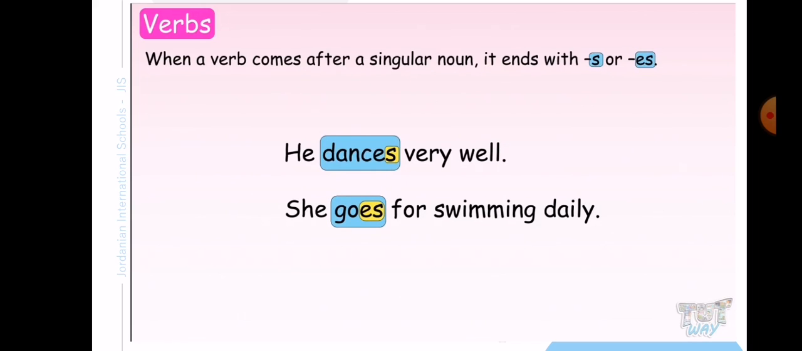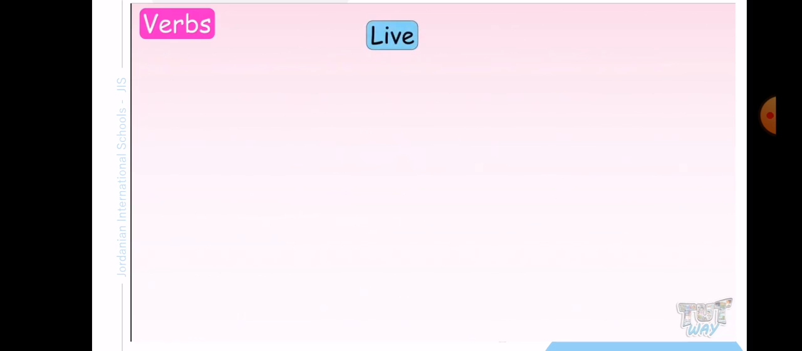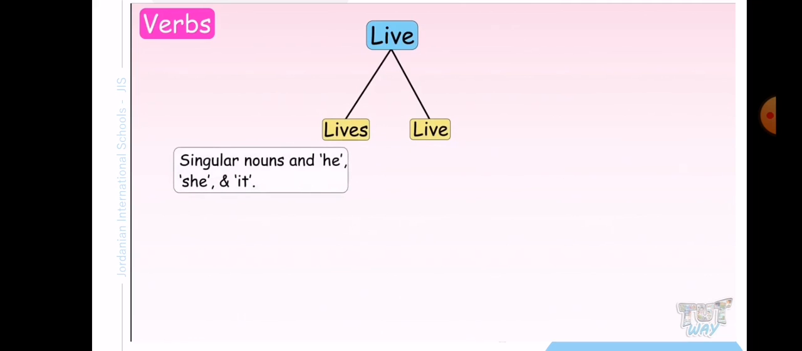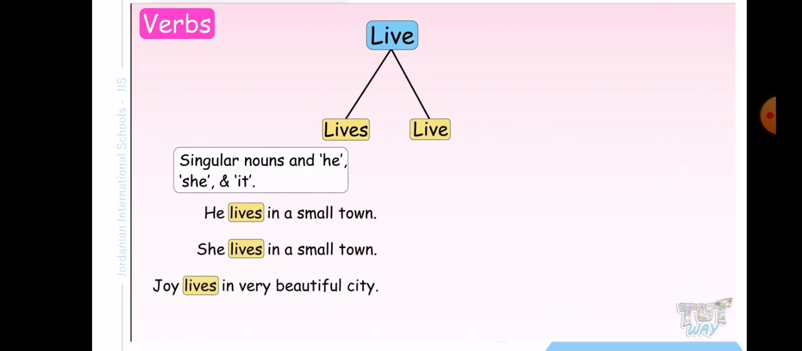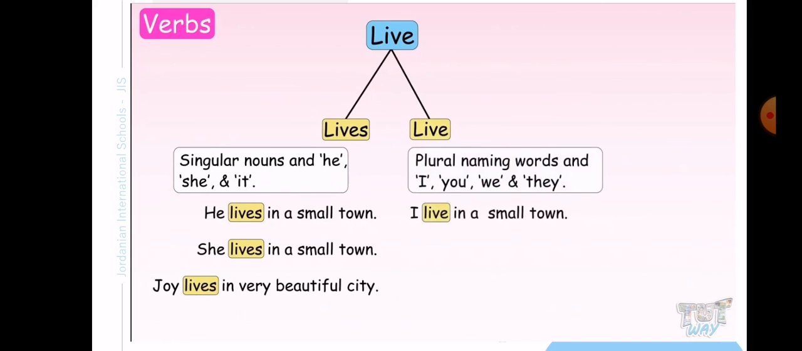Let's learn with examples. Here we have a verb, live. It has two forms, live and lives. We will use lives with singular naming words or singular nouns. For example, he lives in a small town. She lives in a small town. Joy lives in a very beautiful city. Now, let's see where will we use live. I live in a small town.